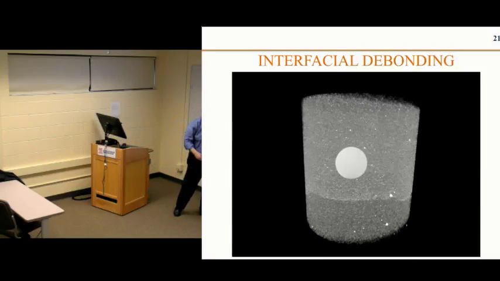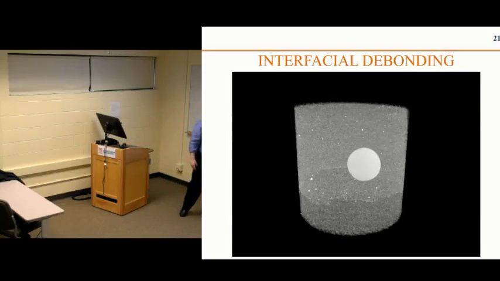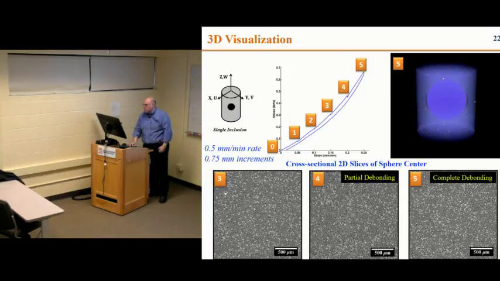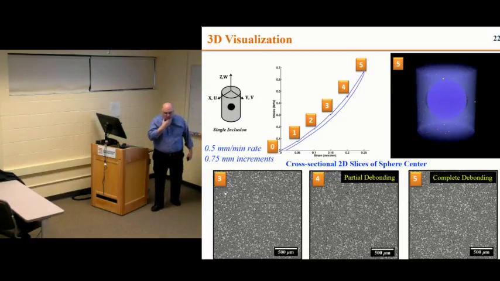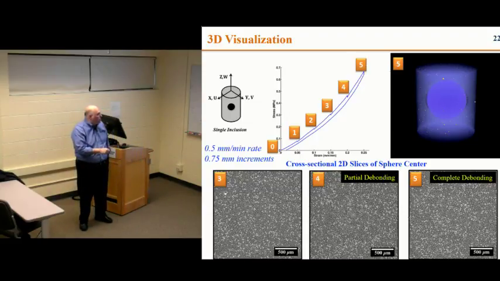And what will happen is initially, the whole thing will just contract. But then at some point, there will be some debonding that happens around the sphere, and this interfacial debonding is eventually what we want to measure, right? So with the sphere in there now, this is a single inclusion experiment.